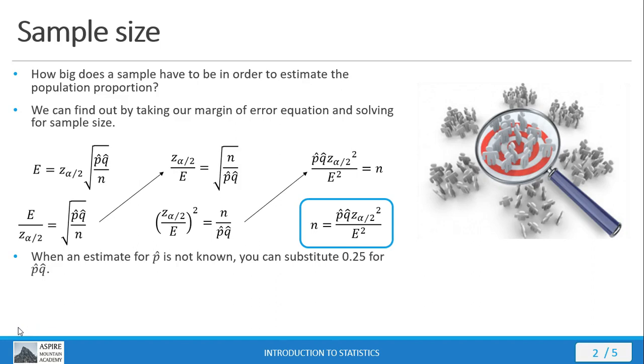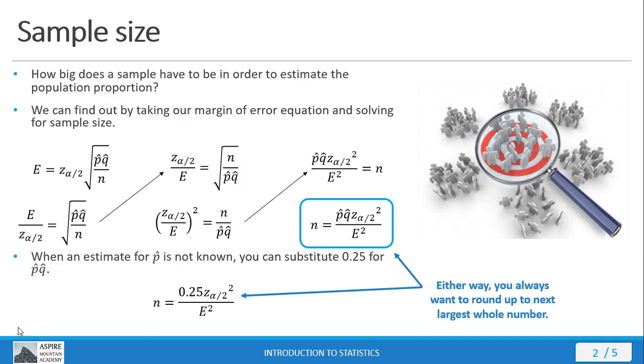This actually ends up being the most conservative estimate that we can make for those values when we don't know what the actual true values are. So in that case, our sample size equation becomes 0.25 times our z-score squared divided by our margin of error squared.